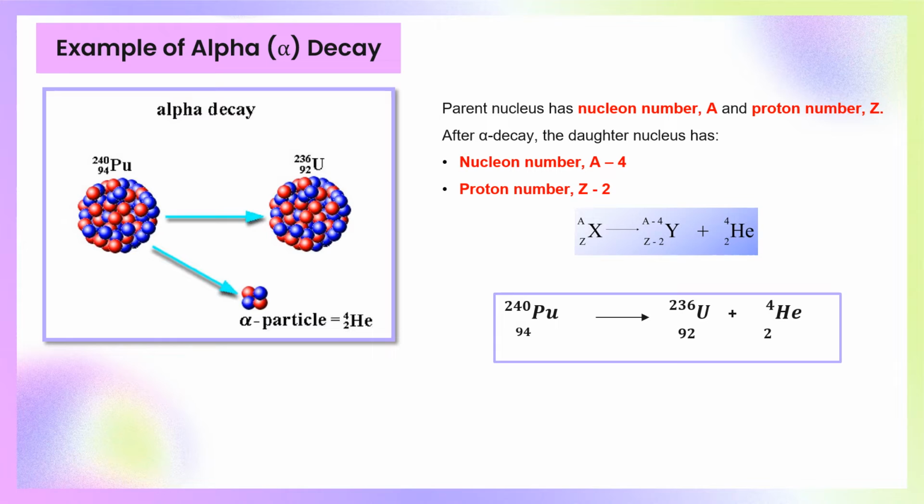You can see here, if you add the nucleon number of uranium and the nucleon number of helium, you will get the original nucleon number, which is 240. And if you add the proton number of uranium and the proton number of helium, you will get the original proton number, which is 94. So this is how we write the equation for alpha decay.